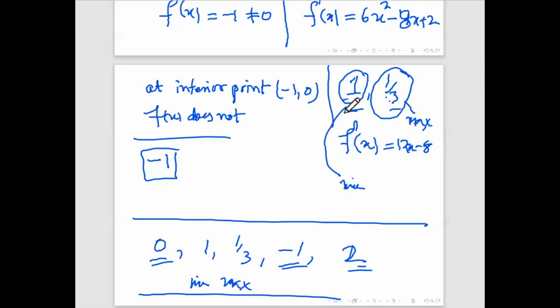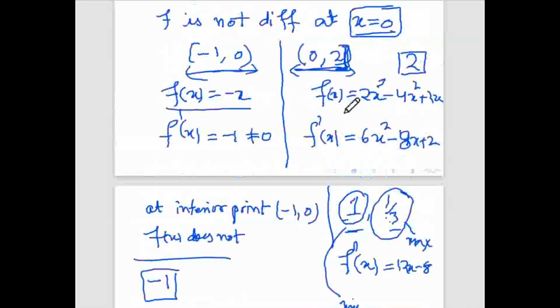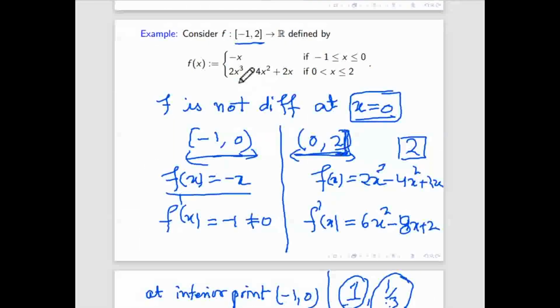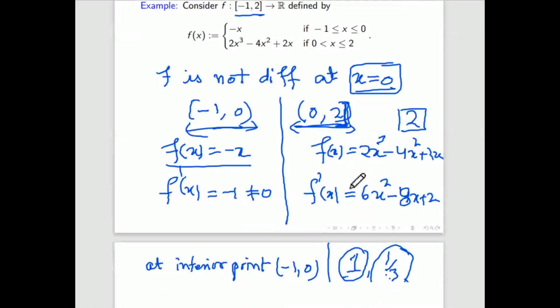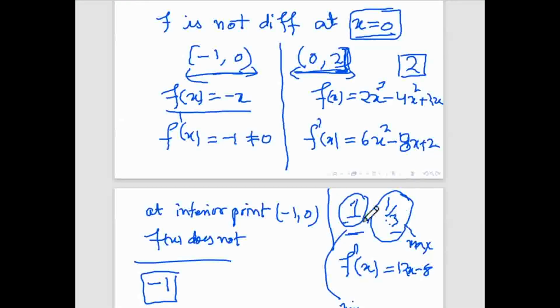So first I divided into two parts, this one and this one, because we don't know whether it is differentiable at 0. But in this domain it is differentiable, in this domain also differentiable. So 0 is separate. So there are two questions. In this it is -x, and in this it is this function. In this domain there are no maxima or minima because the derivative is non-zero. In this domain we got 1 and 1/3. 1 is a minima and 1/3 is maxima by checking the double derivative sign.